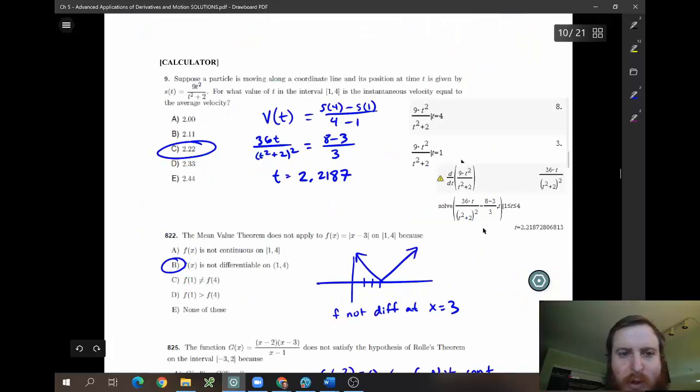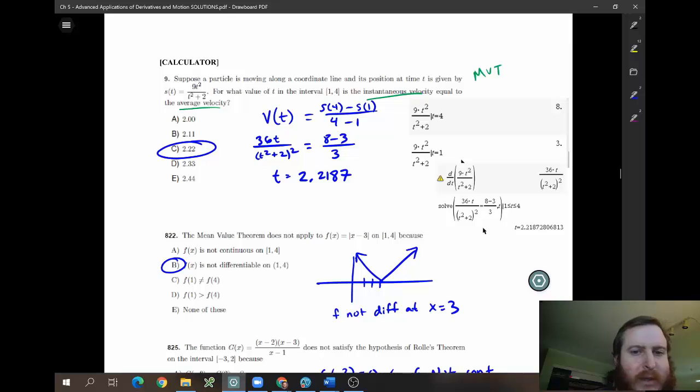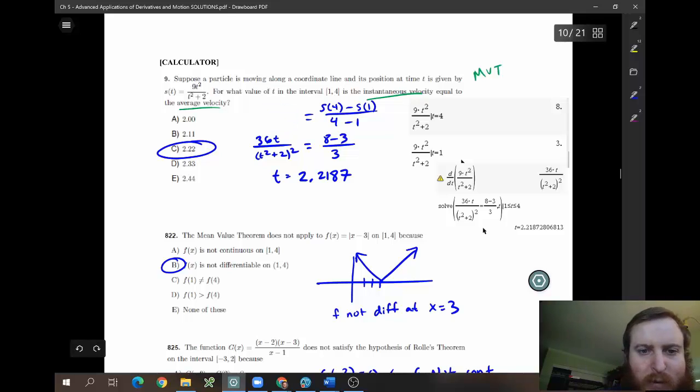All right, next, suppose a particle is moving along a coordinate line, and its position is given by 9t squared over t squared plus 2. When would the instantaneous velocity equal the average velocity? This is actually MVT. It's another name for MVT, or kind of writing out MVT. But we're going to basically take instantaneous velocity. We will take the derivative of s of t, right? And then we will set that equal to basically f of b minus f of a over b minus a. So I wrote v of t here, but it may have been even better to write s prime of t. Right, taking the derivative is equal to the average value formula.